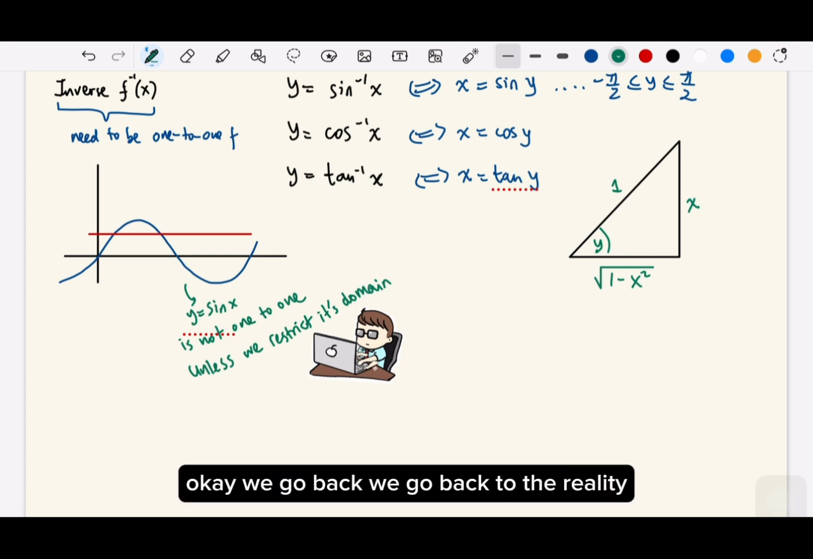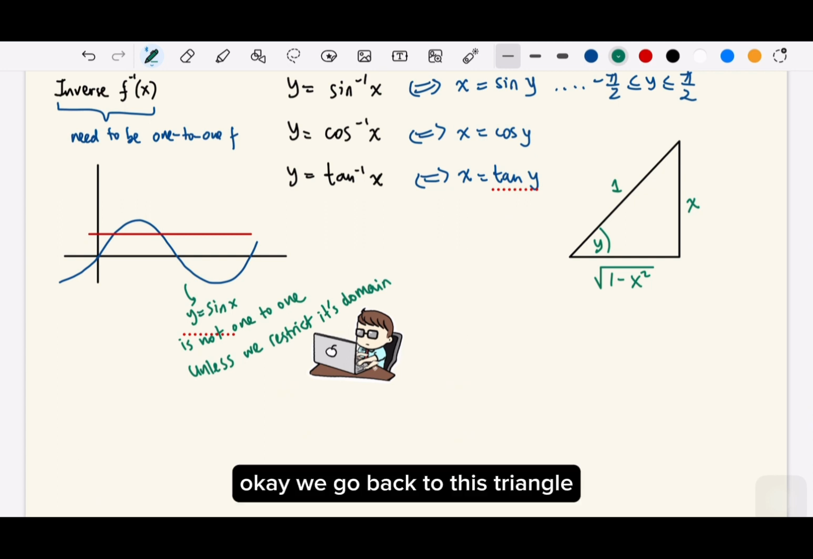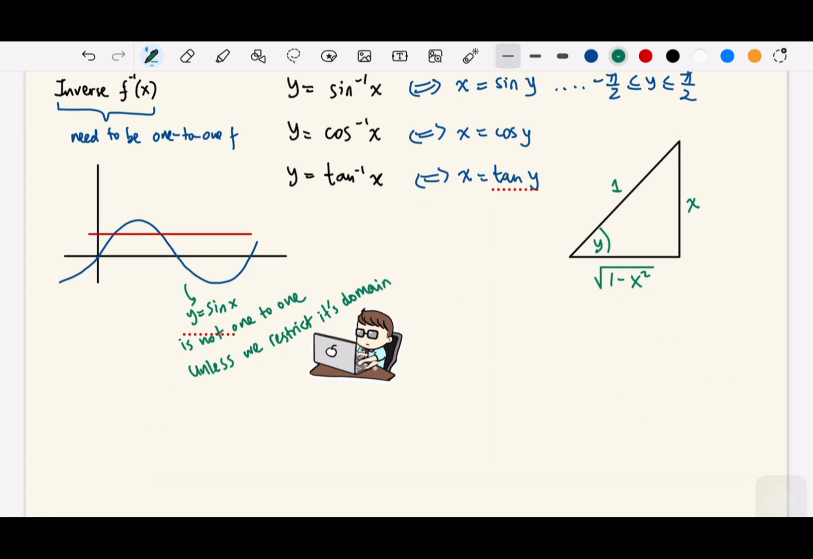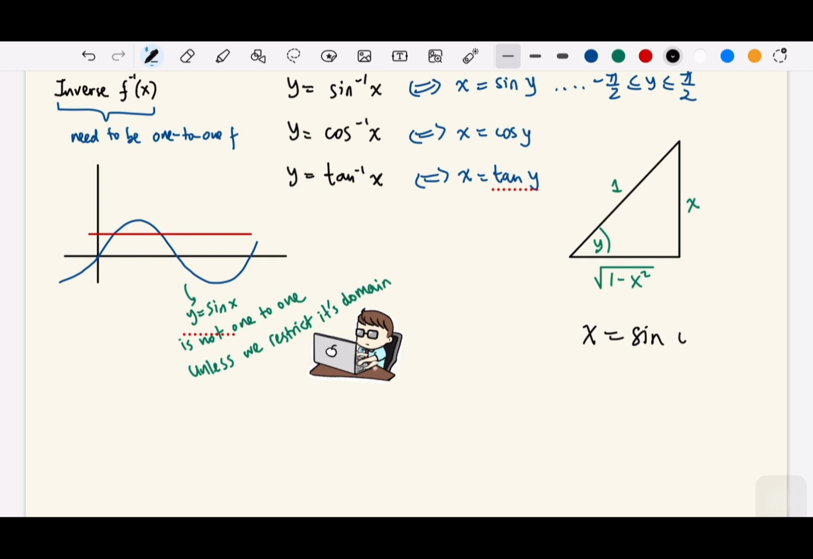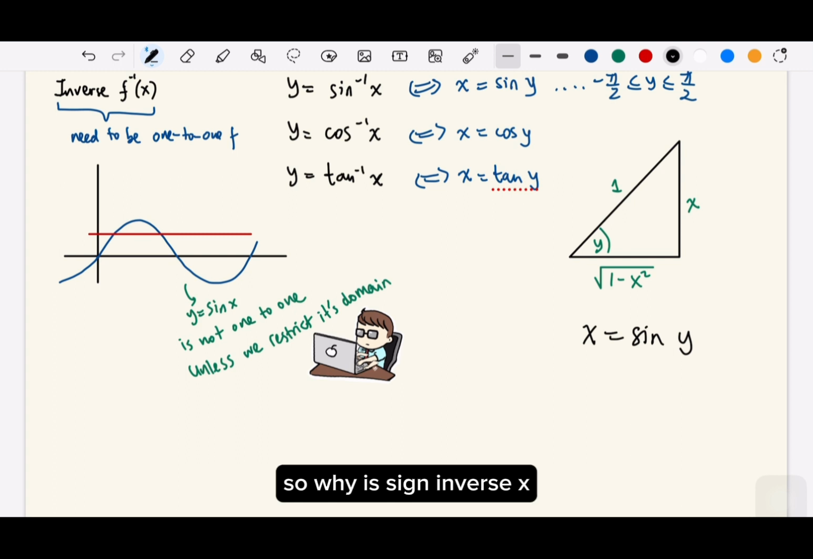Okay, we go back to reality. We go back to this triangle, and this is the triangle for x equals sine y. Okay, so I'm going to write here that this is for x equals sine y. y is the sine inverse, right? So y is sine inverse x.